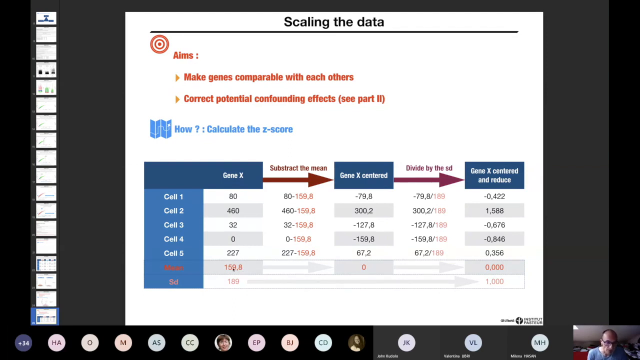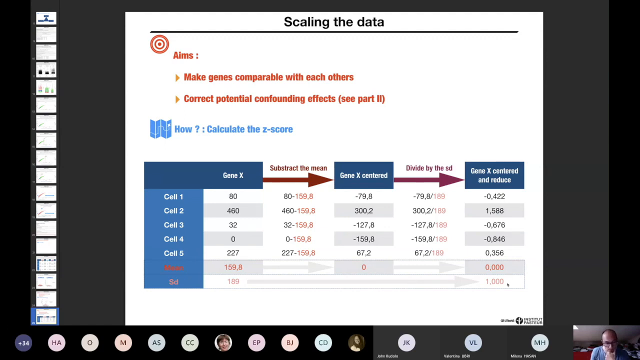This gives a mean of roughly 160, sorry, and a standard deviation of 190. So the first step of the Z-score is subtracting the mean. We obtain a centered value, and then we divide by the standard deviation, and we have a centered and reduced value here. What you have to note here is that the overall mean of the genes is 0, and the overall standard deviation is 1. So what we do here is that at the end of this step, all the genes have eventually the same weight.